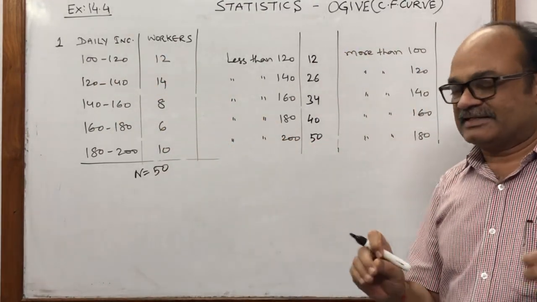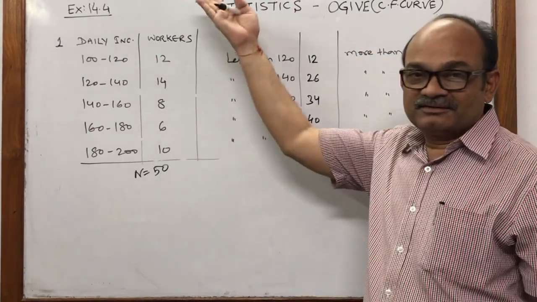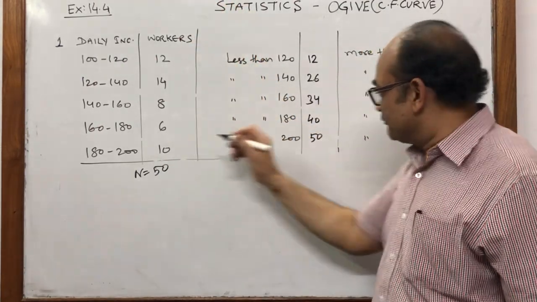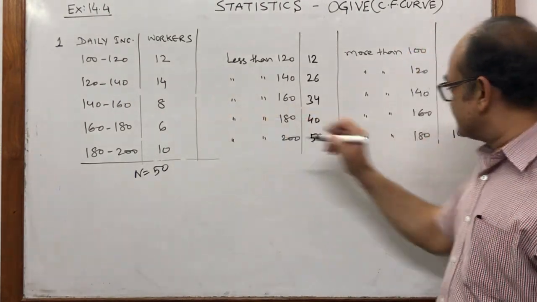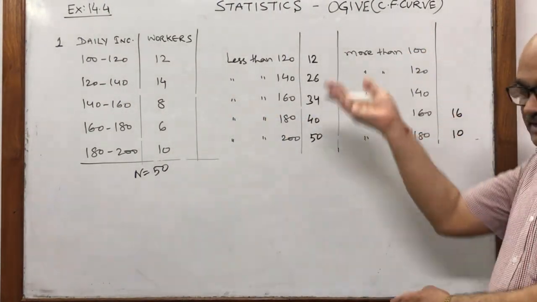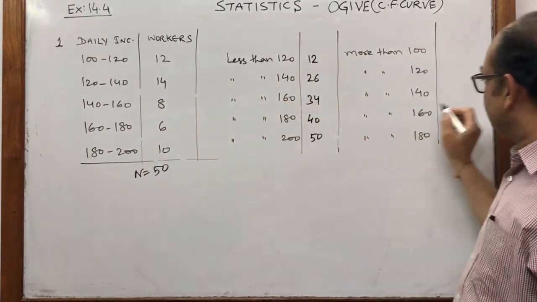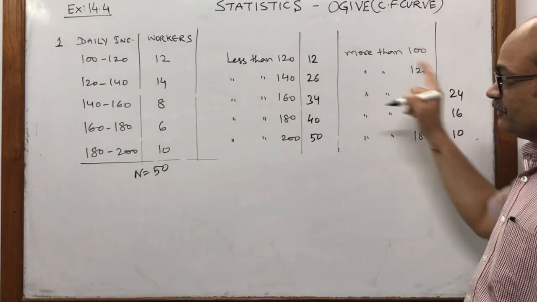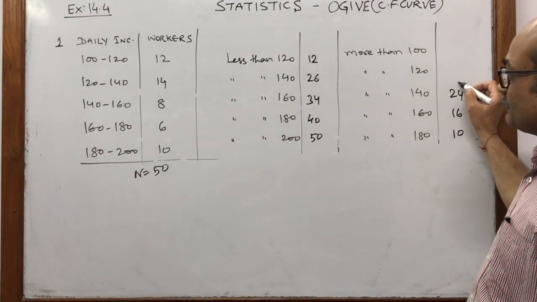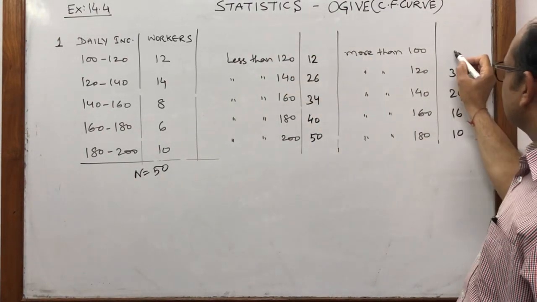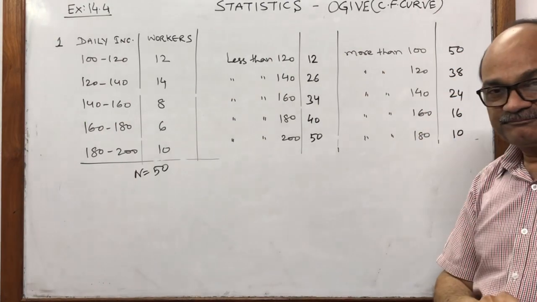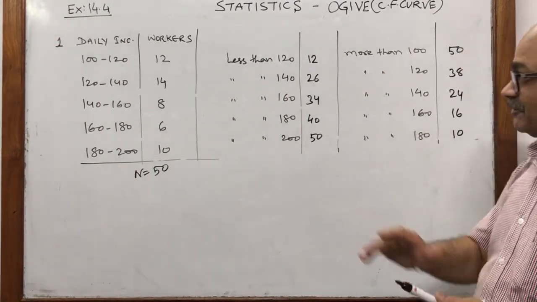Then the best method is to start from the last number. So here we write first 10. 10 and 6, 16. We are running the CF in reverse. 16 and 8, 24, and 14, 38. 38 and 12, 50. How easy it became! Look again.